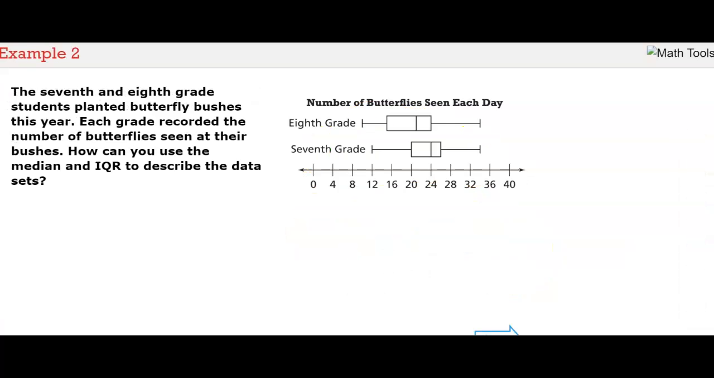The 7th and 8th grade students planted butterfly bushes this year. Each grade recorded the number of butterflies seen at their bushes. How can you use the median and IQR to describe the data sets?